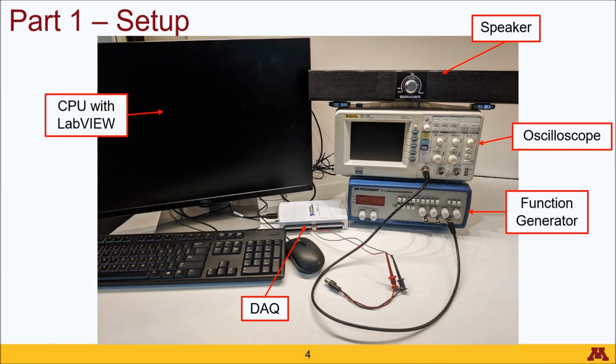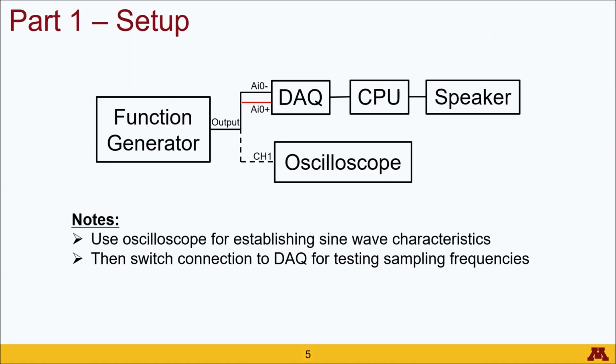Here's a simplified image of what you will see when you get into lab for the setup for part 1. Now we'll clean this up a little bit. And here we have a schematic. Some notes about this is that we will start out using the oscilloscope just to make sure that the function generator is at the proper voltage and frequency.